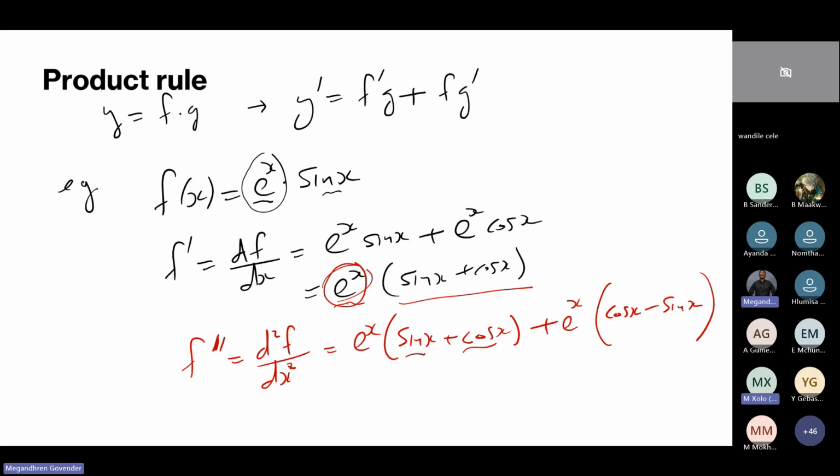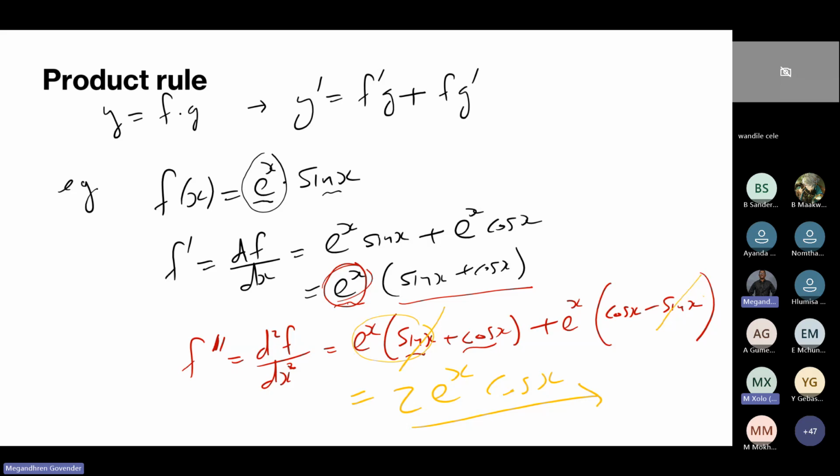But think about it. Can I simplify this? Let's look at some common factors. You notice that if I do e to the x sine x and e to the x minus sine x, that's going to cancel. Everyone agrees with that? Yes. So what's your final answer? 2 e to the x cos x. You see? So very simple. That's the second derivative. Now I can ask you to go even further and find the third derivative. If you have time, you can go do that.